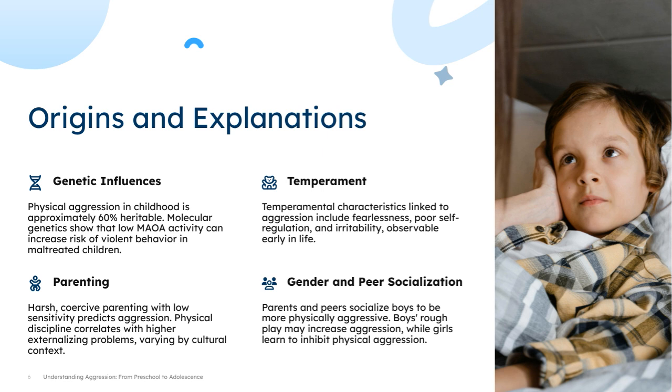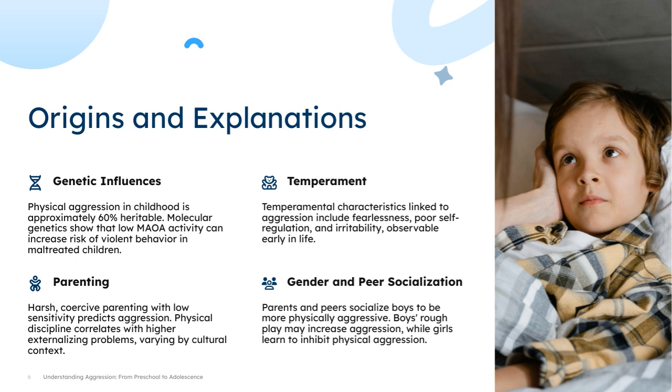Next, temperament plays a crucial role. Traits such as fearlessness, poor self-regulation, and irritability are early indicators that can predispose a child to aggressive behavior. These characteristics often become apparent early in life, and set the stage for how children respond to their environments. Parenting is another key factor. Harsh and coercive parenting styles, characterized by low sensitivity and physical discipline, tend to predict higher levels of aggression and externalizing problems. However, it's important to note that cultural context can influence how these parenting methods impact children.